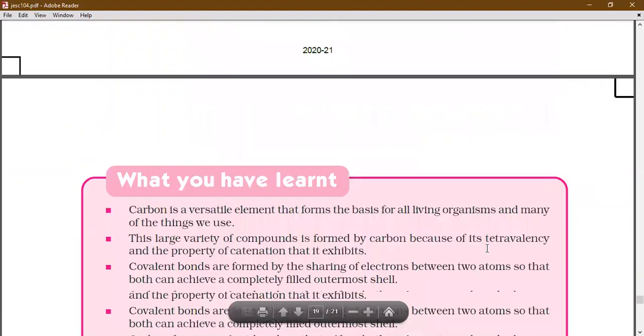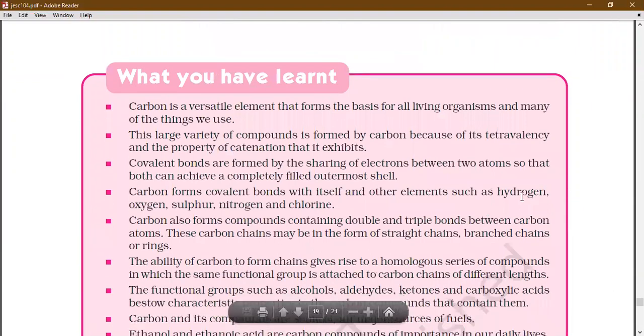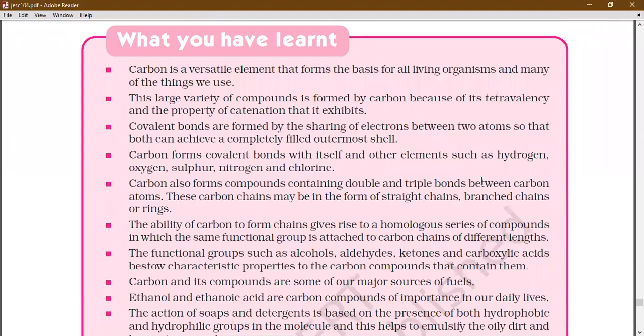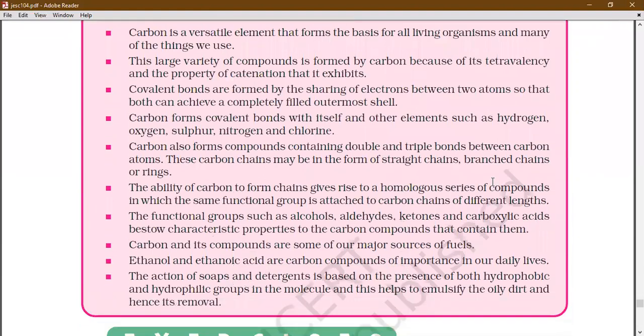What you have learned. Carbon is a versatile element that forms the basis of all living organisms and many of the things we use. This large variety of compounds is formed by carbon because of its tetravalency and the property of catenation that it exhibits. Covalent compounds are formed by the sharing of electrons between two atoms so that both can achieve a completely filled outermost shell. Carbon forms covalent bonds with itself and other elements such as hydrogen, oxygen, sulfur, nitrogen, and chlorine.